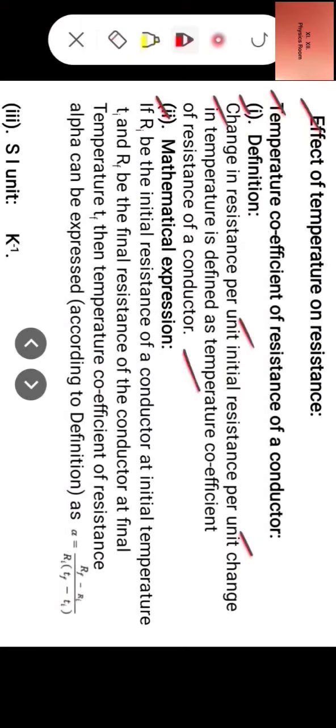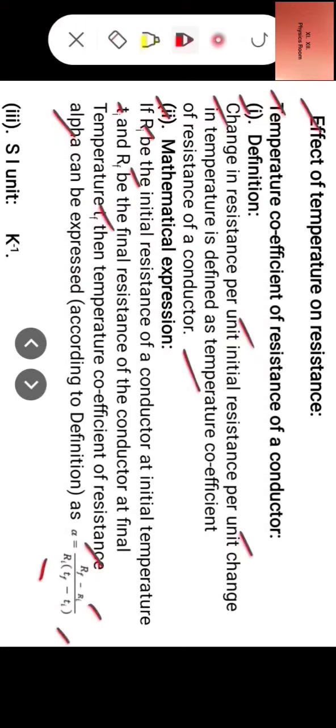Second, mathematical expression. If Ri be the initial resistance of a conductor at initial temperature Ti and Rf be the final resistance of the conductor at final temperature Tf, then temperature coefficient of resistance alpha can be expressed according to definition as alpha is equal to (Rf minus Ri) divided by Ri into (Tf minus Ti).